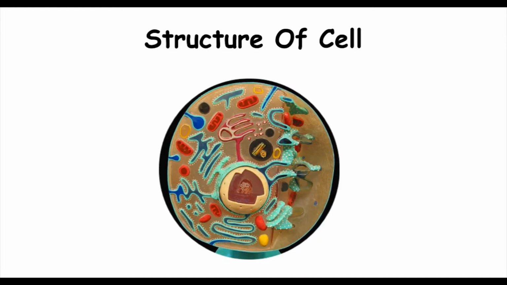Students, today we are going to learn about the structure of the cell, and we will do it with the help of two generalized cells, one that of a plant cell and the other that of an animal cell. So let us first understand the meaning of generalized cell.